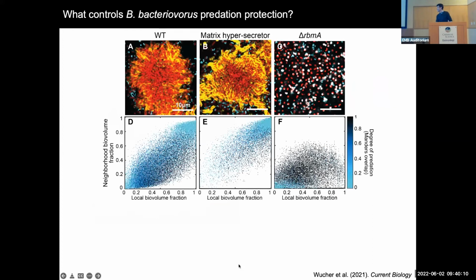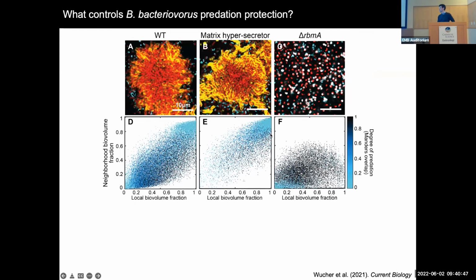So I'm going to plot here the local biovolume fraction, so that small scale packing, and then the neighborhood volume fraction, so the larger scale packing. And these are all the cubes that we dissected out of many, many of these image sets that we took. They're color coded according to that predation measurement. And we can see already, let's just look at wild type here, that the local biovolume fraction doesn't predict predation that well. There are black dots all throughout this x-axis. On the other hand, the neighborhood packing fraction does a much better job, especially above this kind of 0.8 threshold.